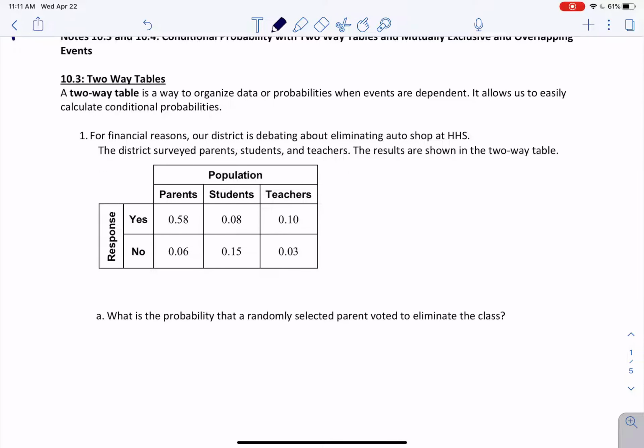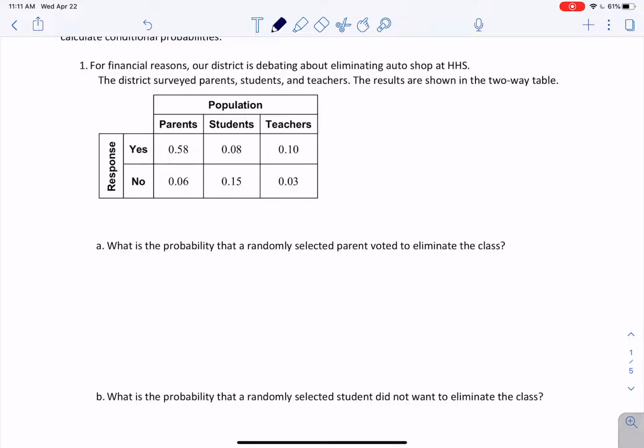So here we have a table, and this is called a two-way table, right? Because it has two directions to it. You have rows and you have columns with different things on it. And this is the results of a survey that the district has given parents, students, and teachers about eliminating auto shop at Homestead. If someone said yes, that means they want to eliminate auto shop. And if someone says no, that means they don't want to eliminate auto shop. And so what this tells us is the percentages of people who were parents who said yes, parents who said no, students who said yes, students who said no, teachers who said yes, and teachers who said no.